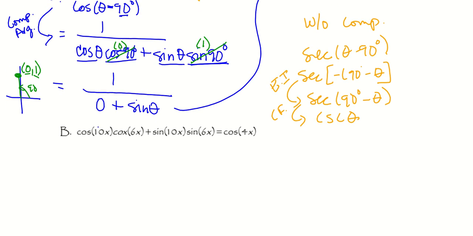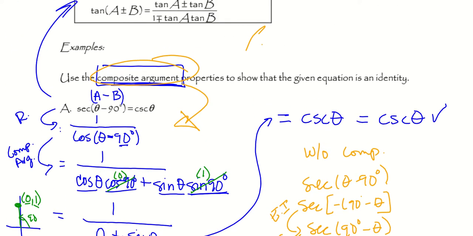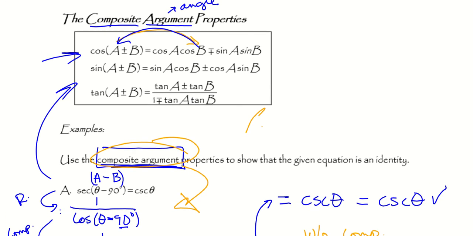looks like the cosine of some angle, let's call that A, times the cosine of some other angle, let's call that B, plus the sine of the same angle I had here, so that's A, times the sine of the same angle that's here, that's B, and this is a plus. So let's go back up and look at these properties. And I have here the cosine of A times the cosine of B plus the sine of A times the sine of B, and that equals the cosine of A minus B.